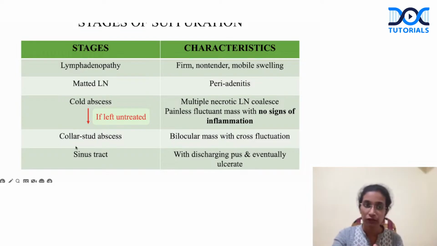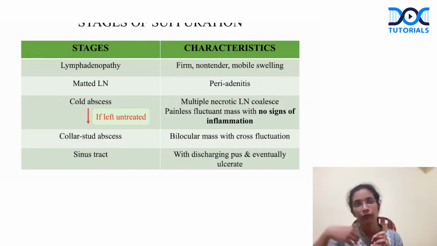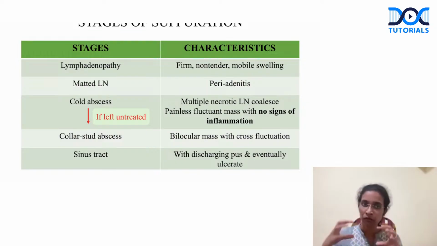And that stage is called collar stud abscess. Now it is a bilocular mass. Half of the pus will be present deep to the deep cervical fascia, and the rest will be present superficial to the deep fascia, that is just below the skin. So it's a bilocular mass with cross fluctuation positive.